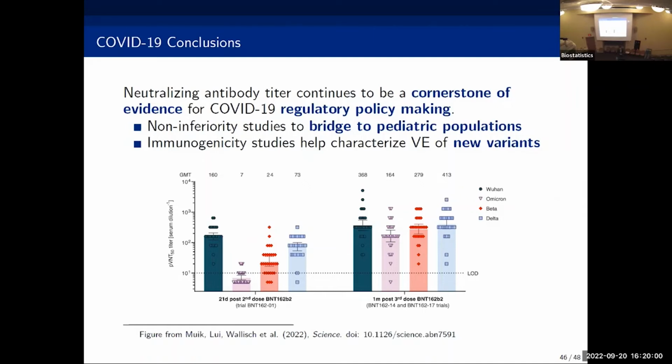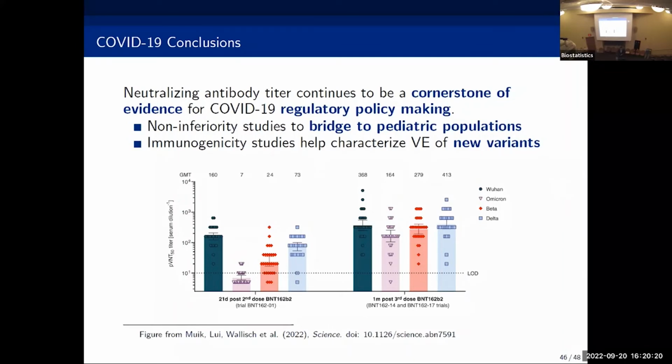And neutralizing antibodies have continued to be a cornerstone for regulatory policymaking. So you've seen the FDA quietly expand indications for vaccines into pediatric populations. That's mostly based on neutralizing antibody studies. When we're now talking about approval of variant-specific boosters, that's mostly based on neutralizing antibody studies.